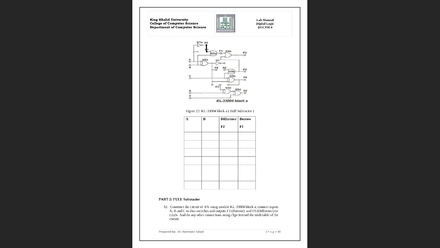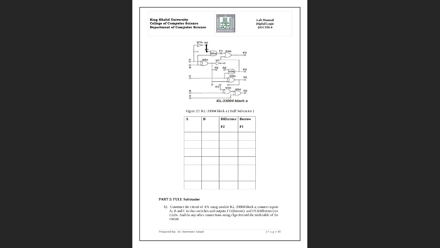Now how to write the truth table. This truth table is for the half subtractor, A, B. Difference F2, from F2 you are getting the difference and borrow. This is the table for half subtractor. You need to fill this truth table in the sheet.